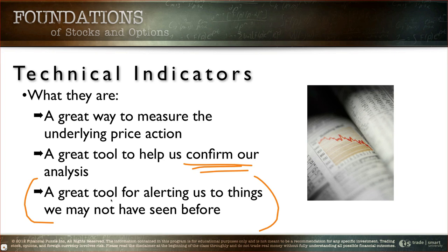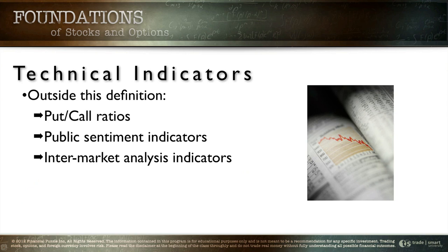Now, there are a few technical indicators that are outside of this definition. For example, put-call ratios. That is going to be the ratio of how many puts are in the market versus the number of calls that are being written at the moment. That's an options measurement. That's really more of a fundamental aspect, but it's considered a technical indicator.